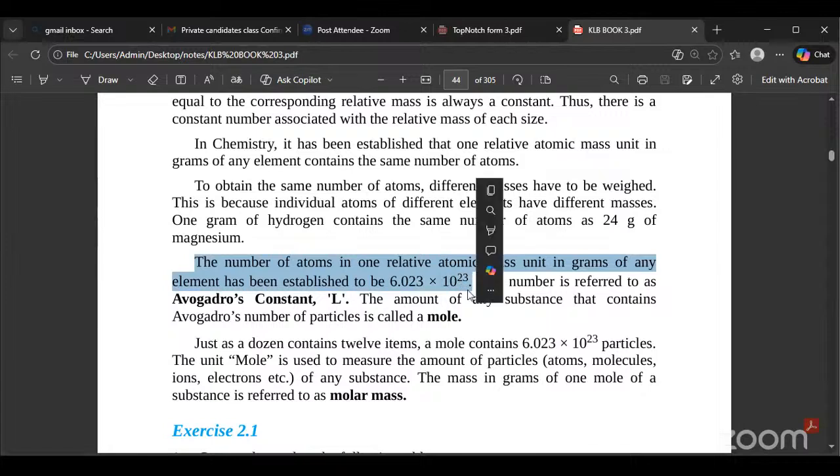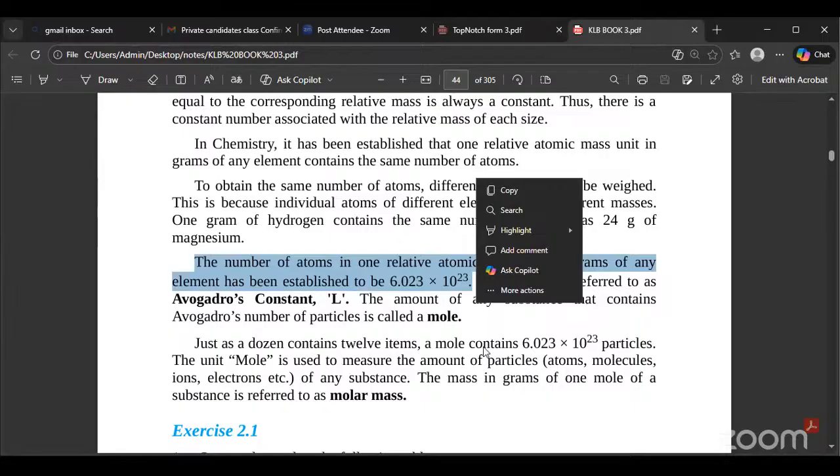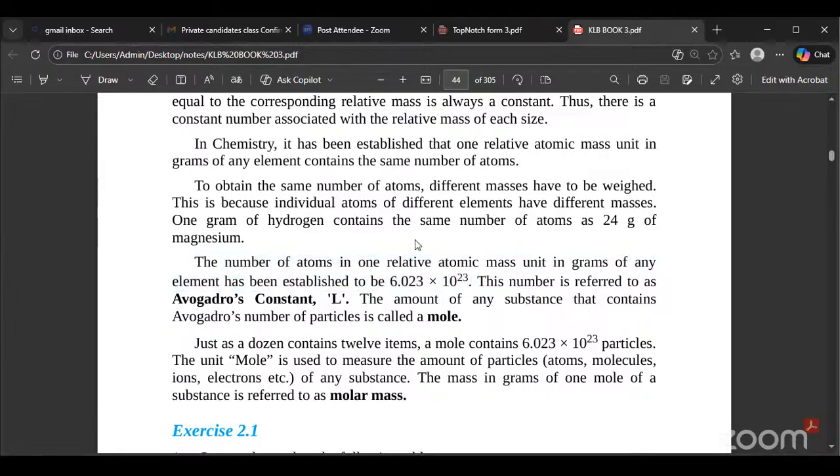So we have the number of atoms. The number of atoms in one relative atomic mass unit in grams of an element has been established to be... So when you measure, for example, 24 grams, let me use the one that we have been using, 23 grams of, let me just write it there.